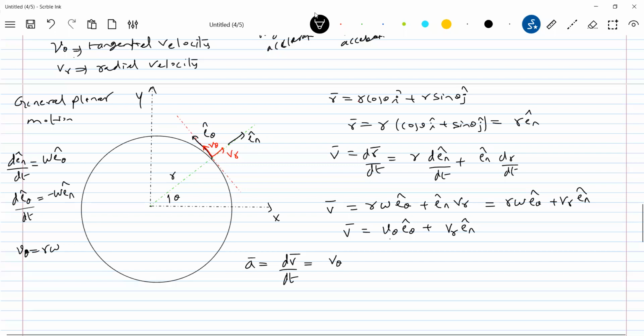So this will be, I should differentiate this equation. So first what will happen? We'll go for the derivative of v theta, derivative of e theta cap by dt, plus e theta cap dv theta by dt. This is one term. Plus this will be again Vr de_r cap by dt.